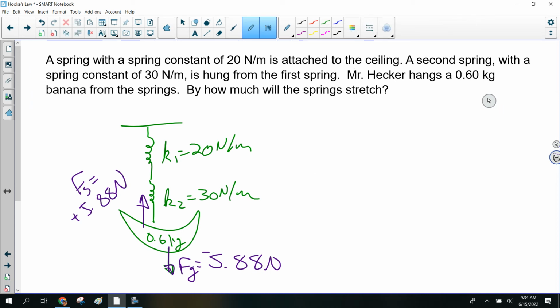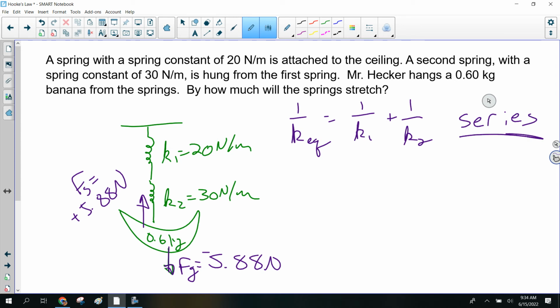So here's that wacky equation. 1 over equivalent K is 1 over K1 plus 1 over K2. Notice these guys are connected in series this time because they are end to end. So we're going to get 1 over equivalent spring constant.